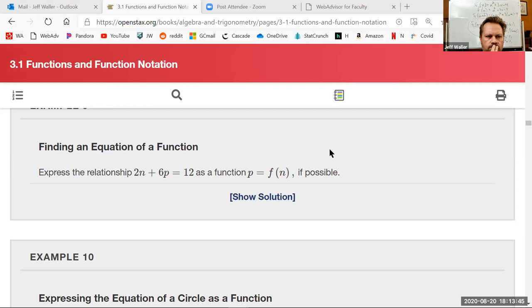This idea is going to become huge when we get into pre-calculus word problems. Yes, that just sounds awesome. Give us word problems, Jeff.